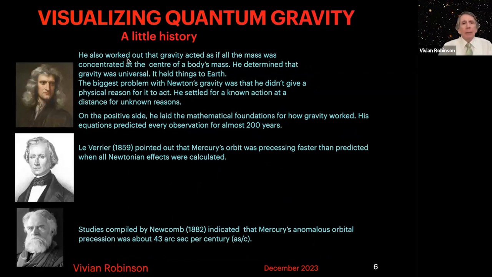He also worked out that gravity acted as if all the mass was concentrated at the center of a body's mass. He determined that gravity was universal. It held things on Earth. The biggest problem with Newton's gravity was that he didn't give a physical reason for it to act. He settled for a known action at a distance for unknown reasons.